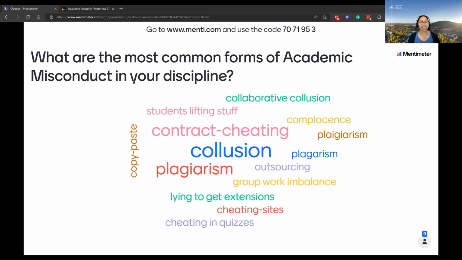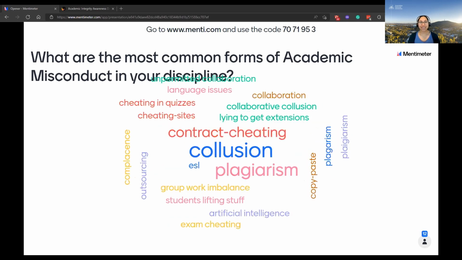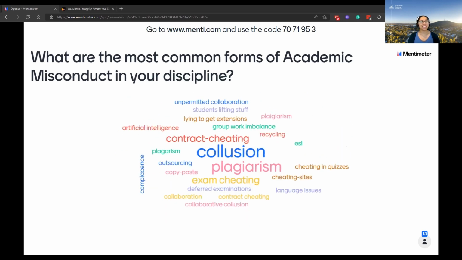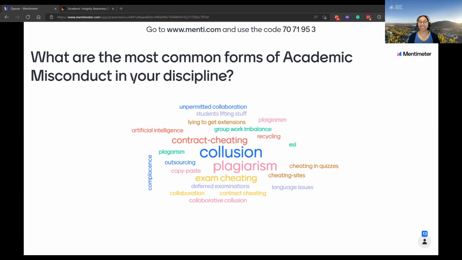Feel free to submit as many times as you would like, if you can come up with a number of academic misconduct challenges in your discipline.